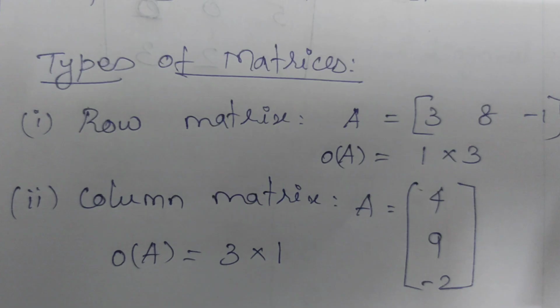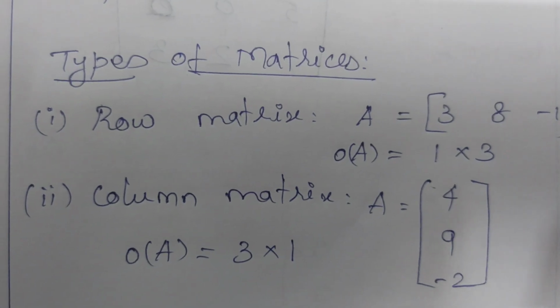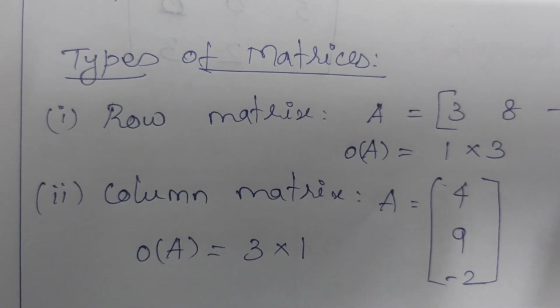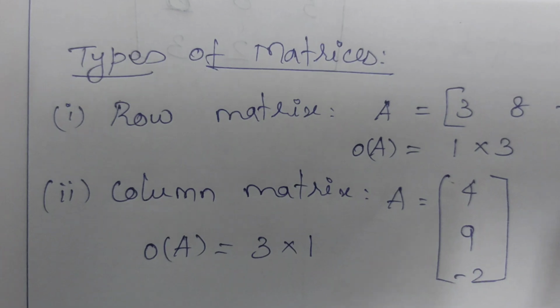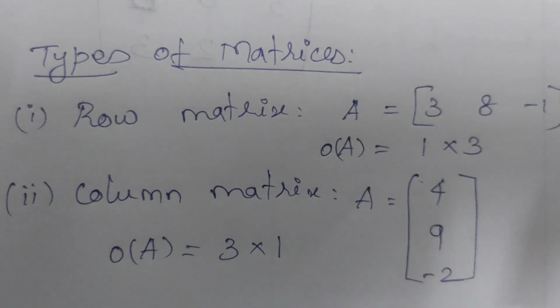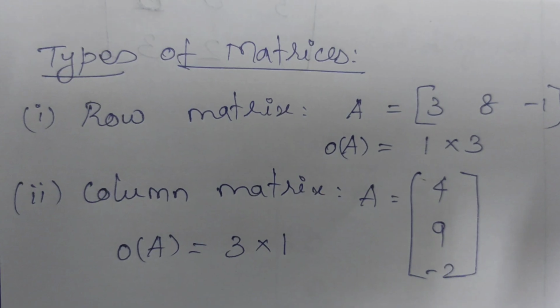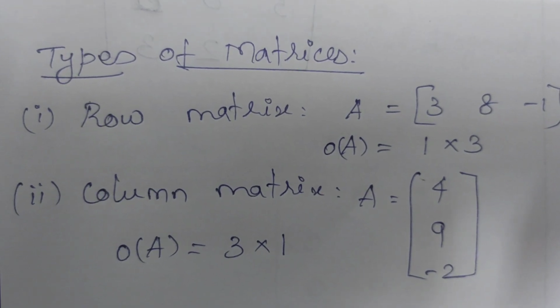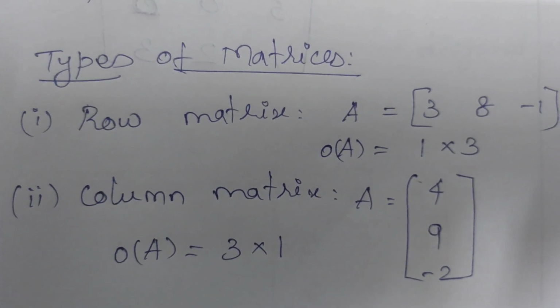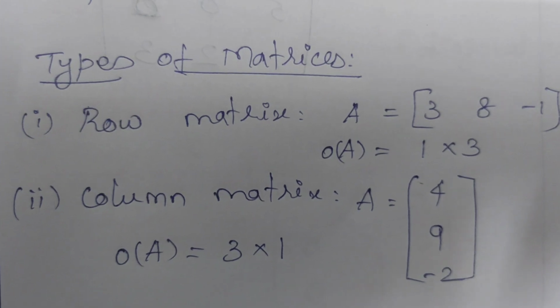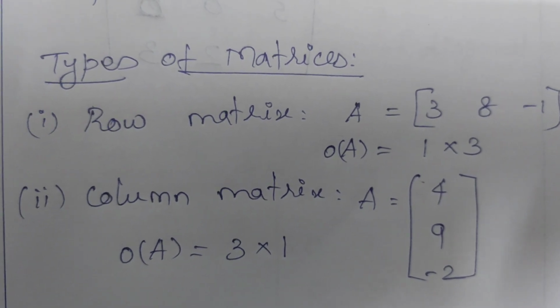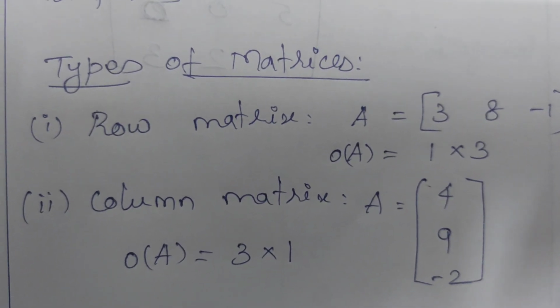Types of matrices. First one, row matrix. A matrix which has only one row. Example A equal to 3, 8, minus 1. Any number of columns but which has only one row is nothing but a row matrix. Similarly, column matrix. Any number of rows but only one column is nothing but a column matrix.